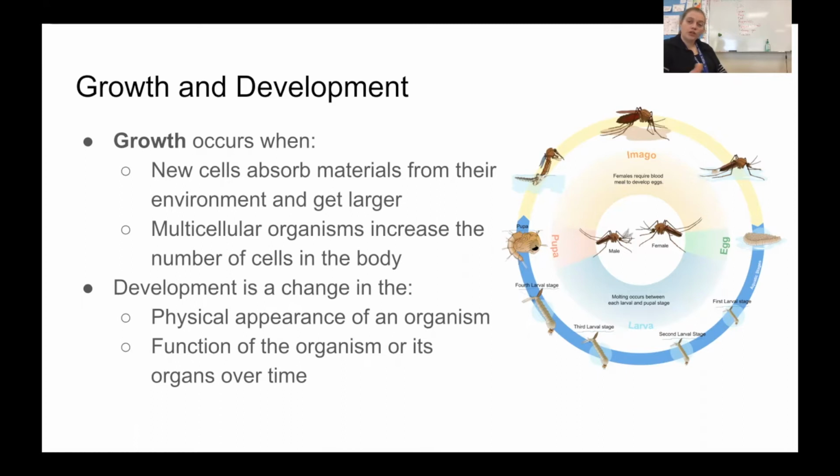On the other hand, growth occurs in multicellular organisms when we add cells to the body. As you grow from a baby to an adult, you increase the number of cells that your body has. So an adult has more cells than a baby. Development is a change in the function of an organism over time, or maybe even its physical characteristics. And you can see here the life cycle of a mosquito, from an egg to its larval stage to its pupa, and then as it emerges as an adult. So development is change over time. Growth is an increase in size or number of cells.